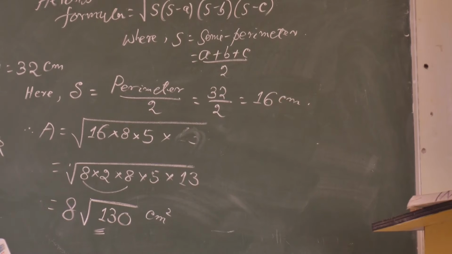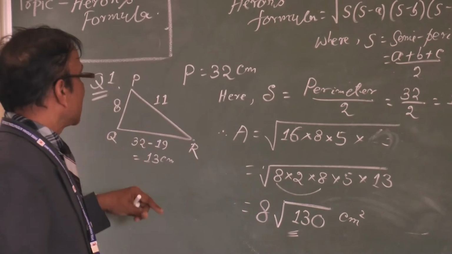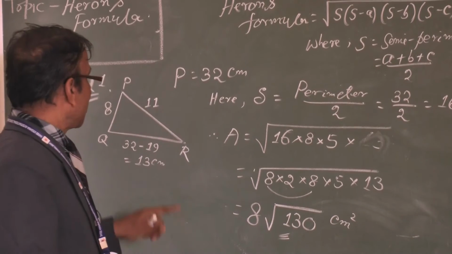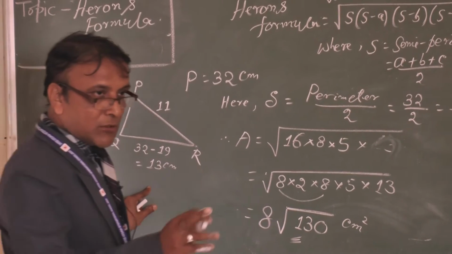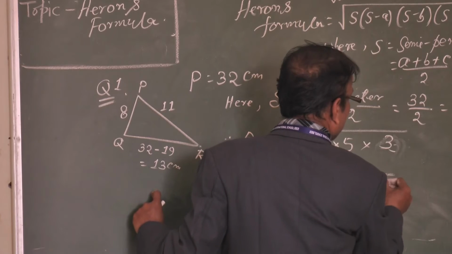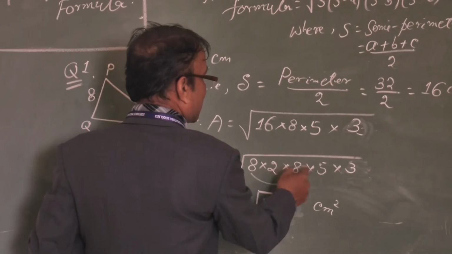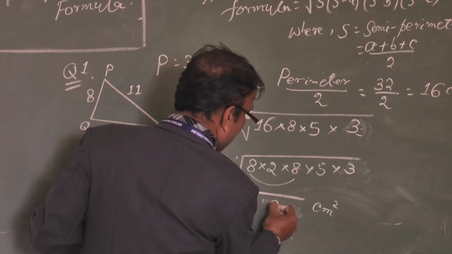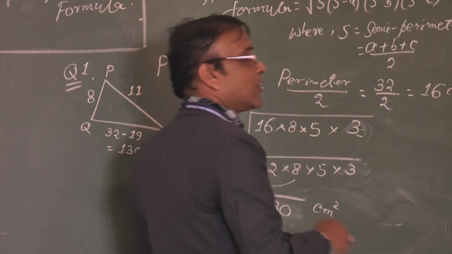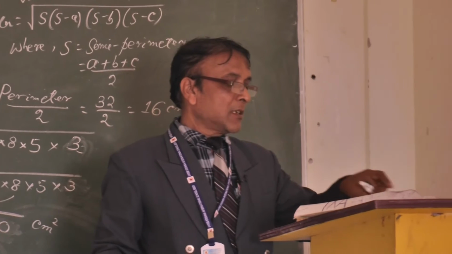Here S into S minus A, S minus A is 16 minus 8, that is 8, 16 minus 11, that is equal to 5, here 16 minus 13, that is equal to 3, but I wrote 13 and you are sitting silently listening to all this. So it is 2 into 5 into 3, that is equal to root 30. So 8 root 30 cm square, that is the area of the triangle.